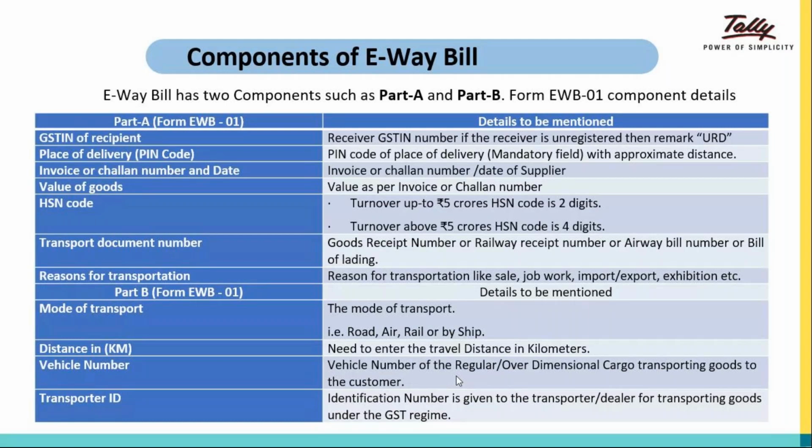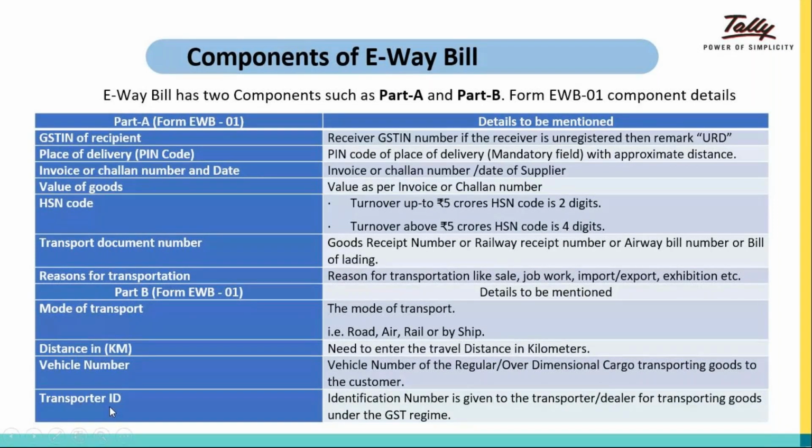You might have seen on the highways a few lorries which are very big in size, carrying huge or enormous goods. For example, you might have seen some of the lorries carrying the parts of an airplane. Such lorries, which are very big, are called over dimensional cargo. And the regular one is the normal lorries. So this is all about the vehicle number.